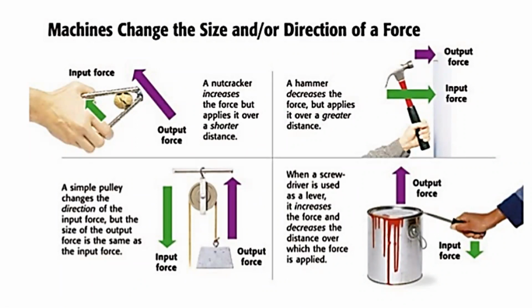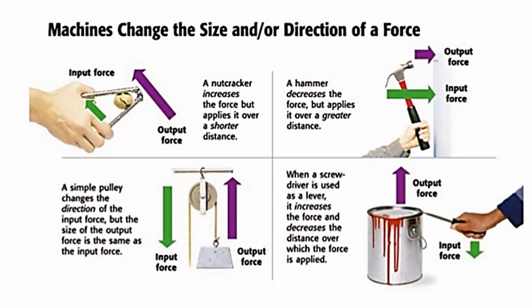Look at the first example here. By your hand, this is the input force. You apply a force on the nutcracker. But when you cut the nuts, this is the output force. So here, the nutcracker is a machine. This machine can help me increase the force.